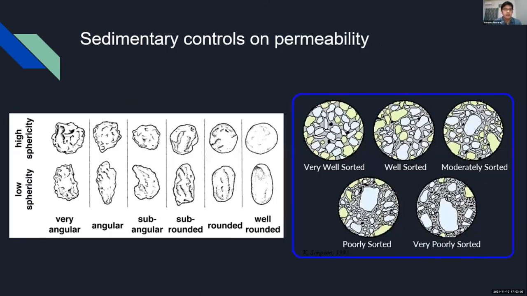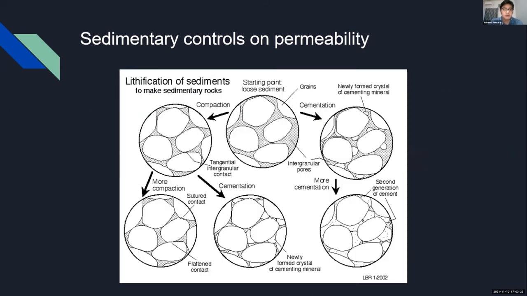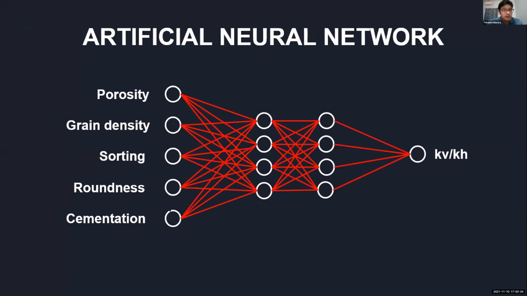Okay. So we know that there are lots of controls on permeability. For example, here it is shown the roundness of the sediment or the sedimentary roundness, and then the sedimentary sorting. And then we also need to quantify the control of sedimentation to the permeability. Okay, so based on these concepts, we can utilize an artificial neural network in order to predict the kV over kH from given properties. For example, porosity, grain density, sorting, roundness, and cementation.